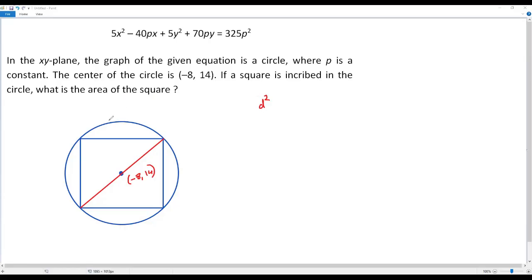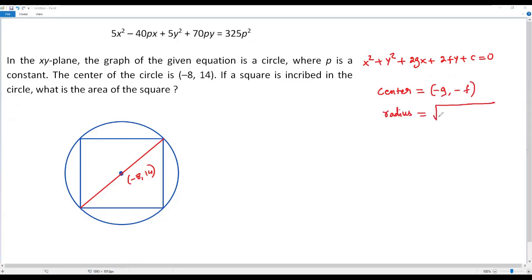How do we get the diameter of the circle? Let's consider the given equation of the circle. It's almost in general form. Now let me consider the equation of a circle in general form, that is x² + y² + 2gx + 2fy + c = 0. This is the equation of a circle in general form. When we have the equation of a circle in this form, there is a formula to get the center of the circle: the center is (−g, −f), and the radius is the square root of g² + f² − c.